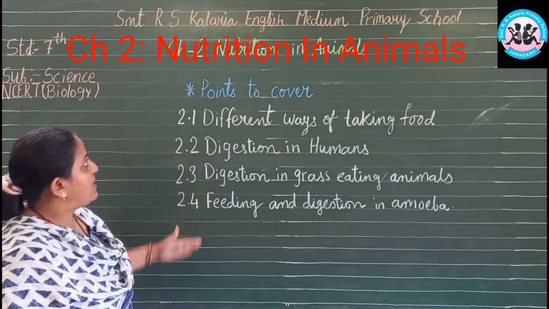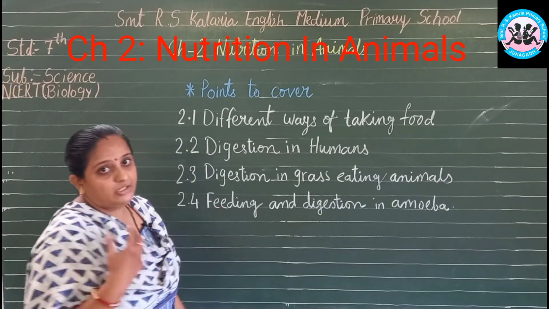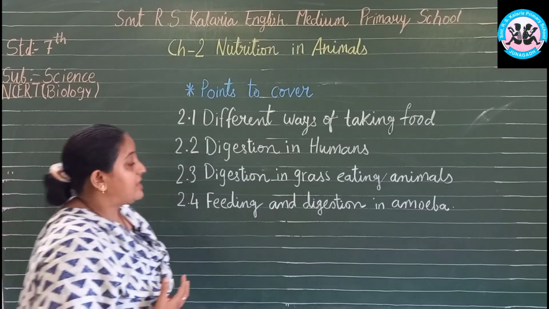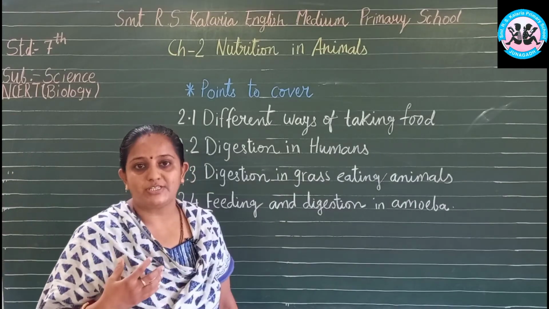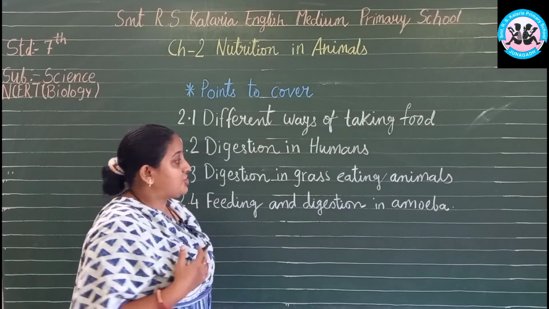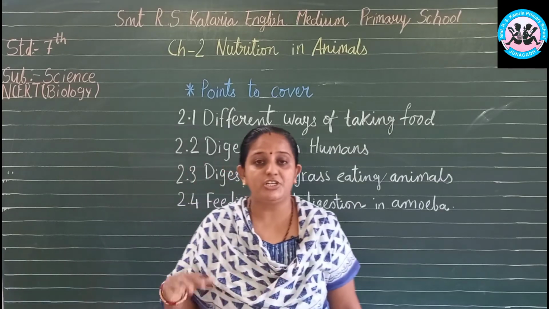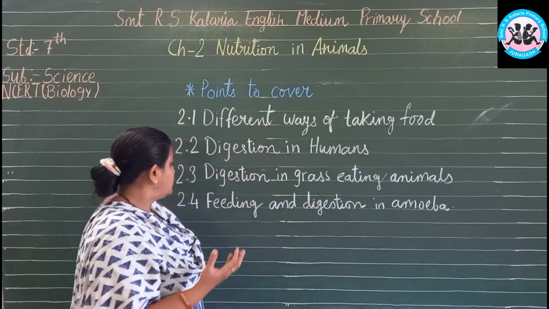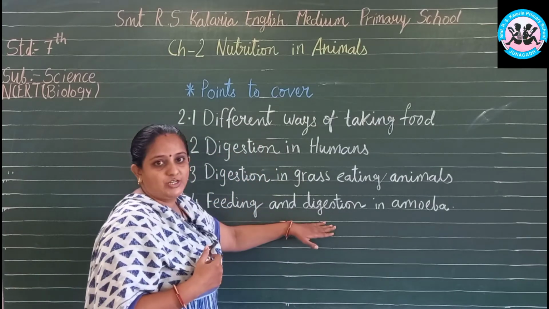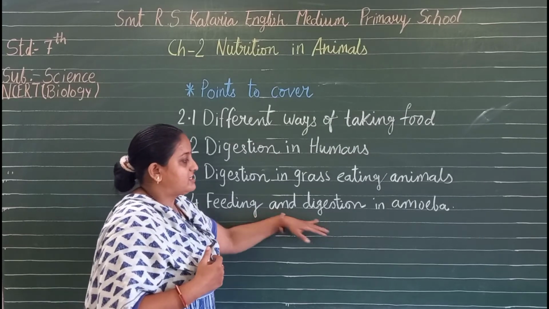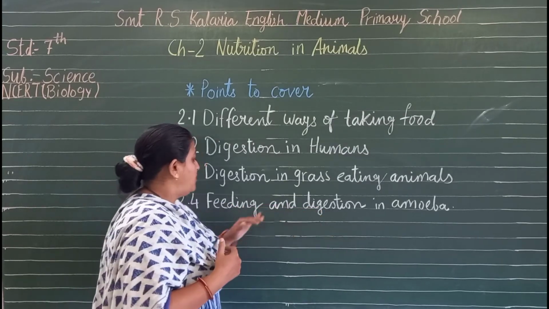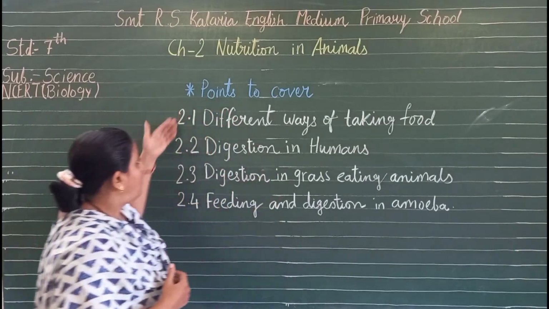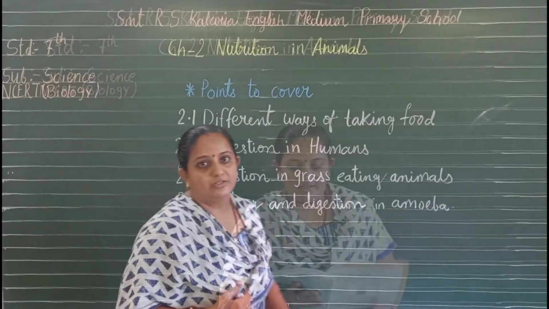So in this chapter we are going to understand about nutrition, the way they take food intake, the mode of taking food. Second, we will also understand digestion in humans, how the digestion process works in humans, digestion in grass eating animals, how digestion works in grass eating animals, and feeding and digestion in amoeba, what it eats, how digestion takes place in amoeba. So these are the points we cover in this chapter.